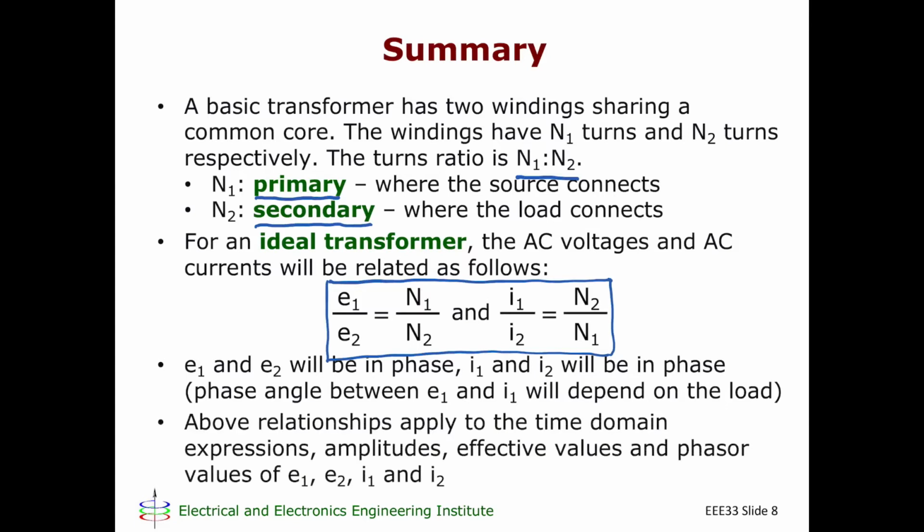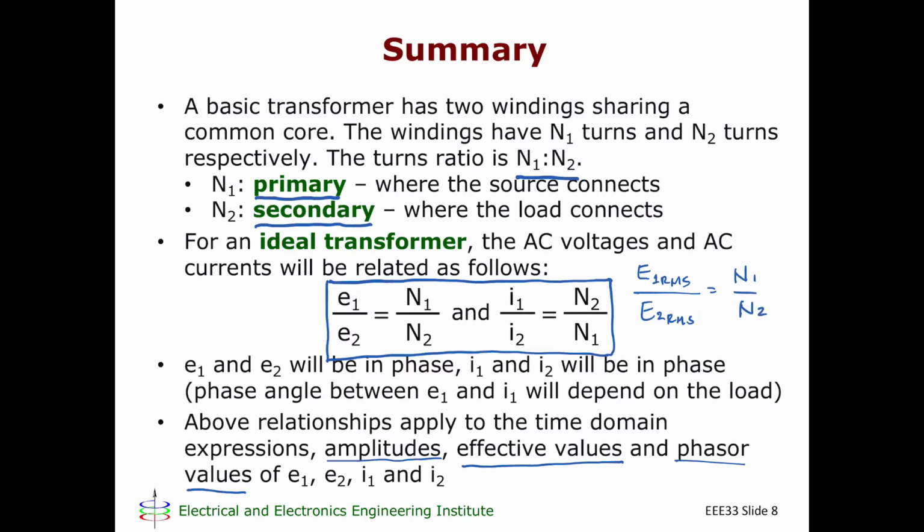The above relationships apply to the time domain expressions for your voltages and currents. But they also apply to amplitudes, effective values, and phasor values. So for example, instead of time domain E1 over time domain E2, you can have E1 RMS over E2 RMS. This is N1 over N2. So it will apply to the RMS value of the voltages.